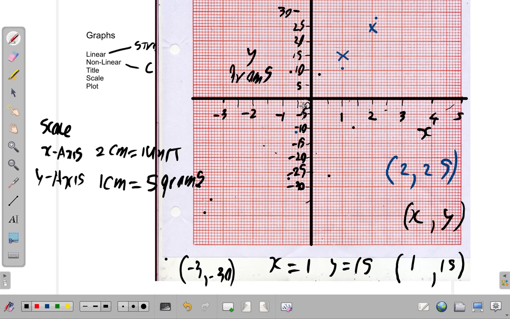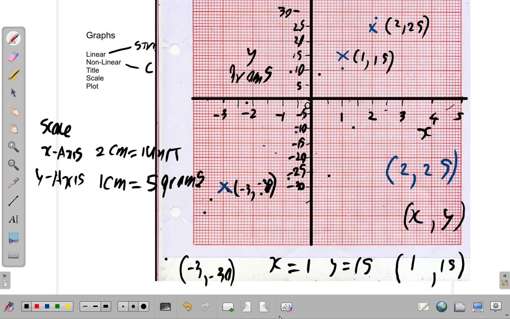We have X is -3. We go to where -3 is and go down to -30. So make sure the point is below X is -3 and beside Y is -30, and you plot the point right here. Alright? So we have 3 points plotted. This point is (1, 15). This point is (2, 25). This point is (-3, -30). So you plot the points like that.